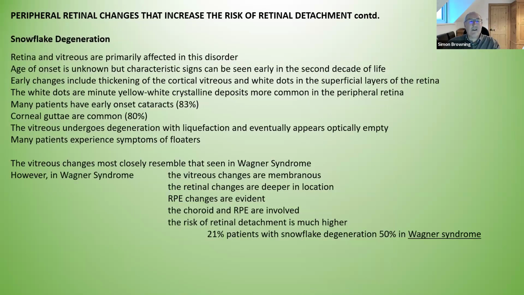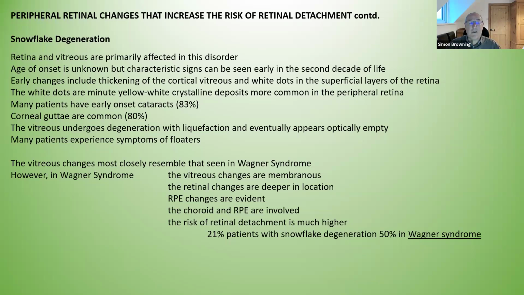Now, snowflake degeneration is quite an interesting one, really, because people tend to use the term snowflake degeneration when it's not true snowflake. But this is actually a genetic disorder as well. The term can be used with Wagner's syndrome, but Wagner's syndrome shows very specific changes that you don't see with snowflake degeneration. But these white dots are minute yellowy white crystalline deposits, much more common in the peripheral retina.